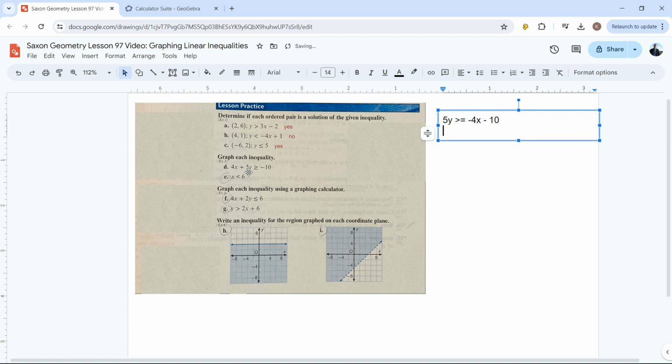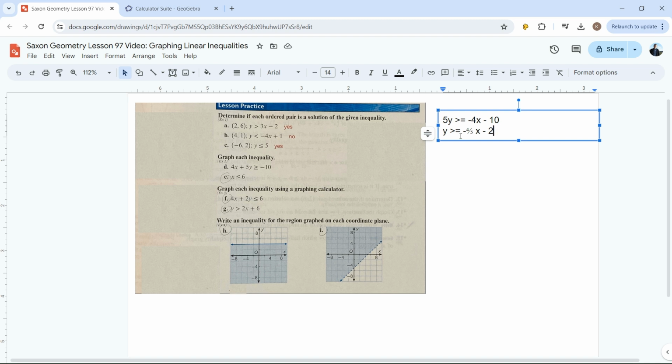But wait, we're not done yet. This is going to be y is greater than or equal to, and then we need to divide everything by 5. So it's going to be negative 4/5 times x. We're just going to leave that looking like it does, minus 2. This should be the same equation. Now I can graph this.